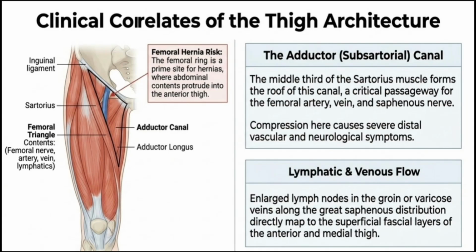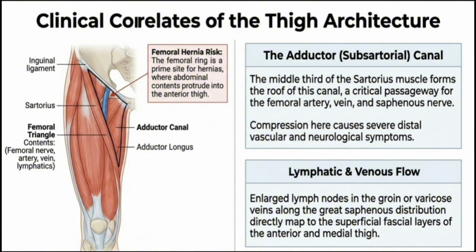Moving distally, we observe the adductor or Hunter's canal, roofed over by the sartorius muscle. This narrow conduit transports the femoral vessels and the saphenous nerve toward the knee. Any focal compression within this tight space can result in severe ischemic or neurogenic symptoms.